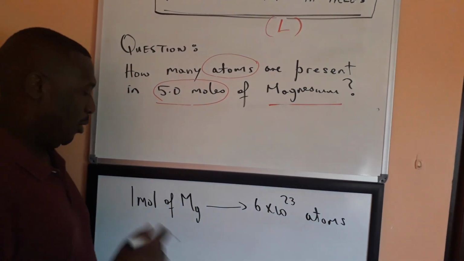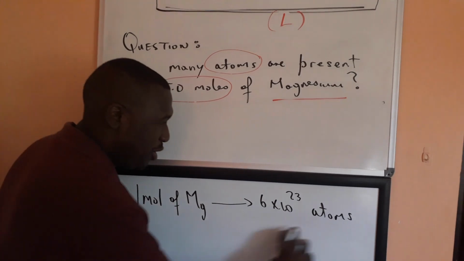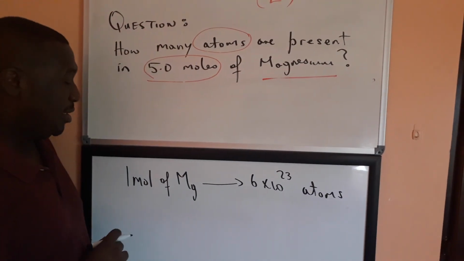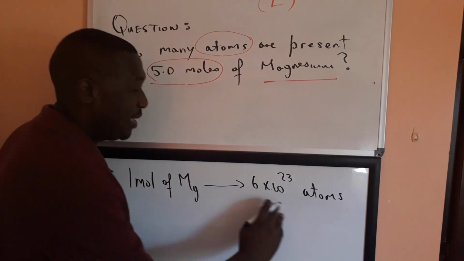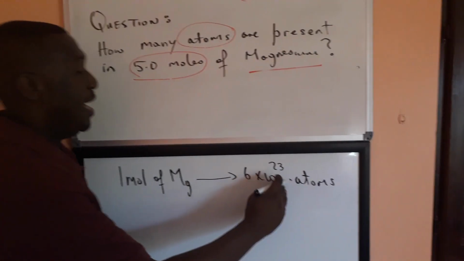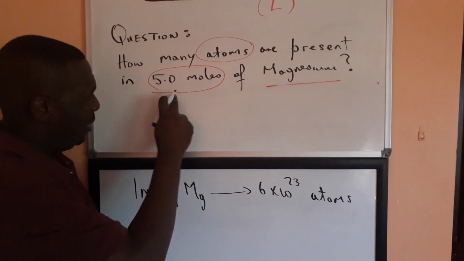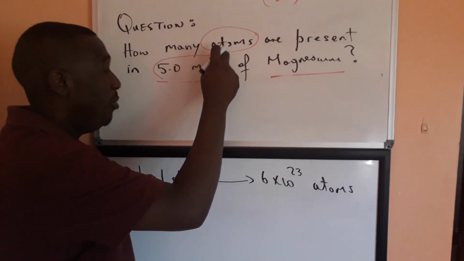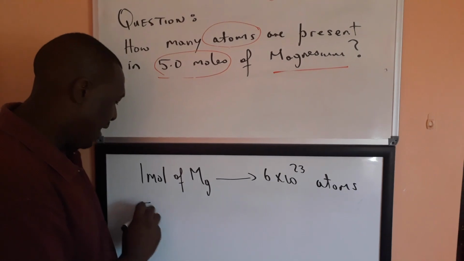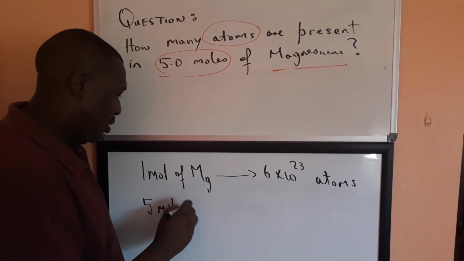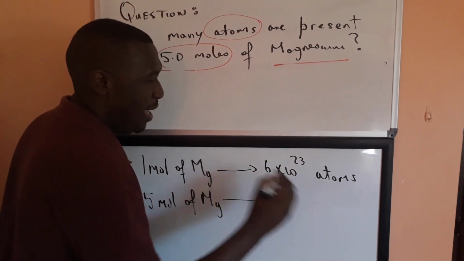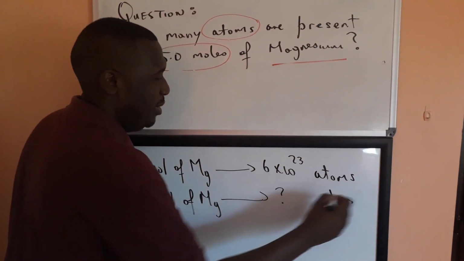Particles are atoms. Now, so we've established that relationship. Now we can proceed to answer the question. 1 mole of Mg is 6 times 10 to the 23 atoms. Now, let's look at the question. The question is saying, if I have 5 moles, how many atoms? So if I have 5 moles of magnesium, how many atoms will that be?